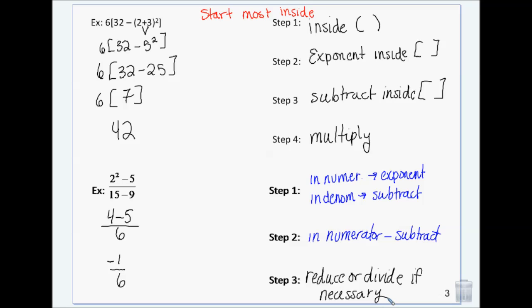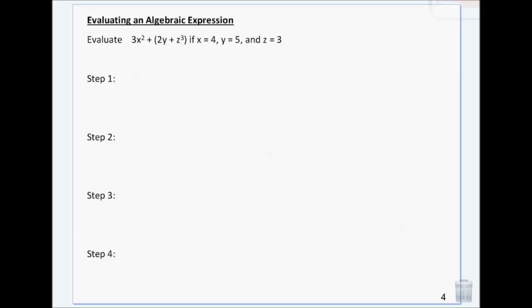Okay. This is already reduced. And unless I ask you specifically for a decimal answer, there's no need to divide it. Just leave it a fraction and you're done. So that's why I put the if necessary.